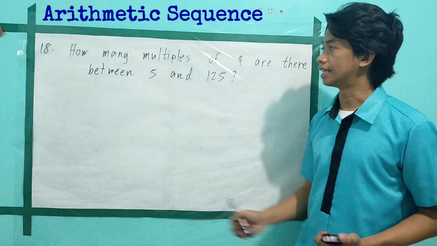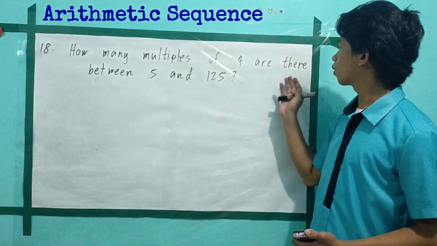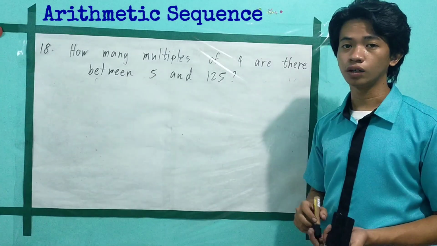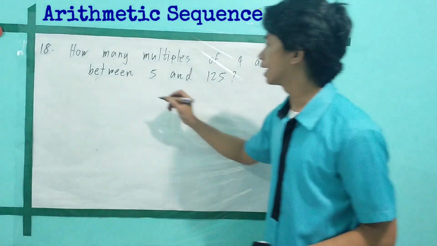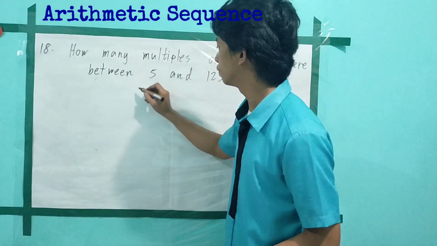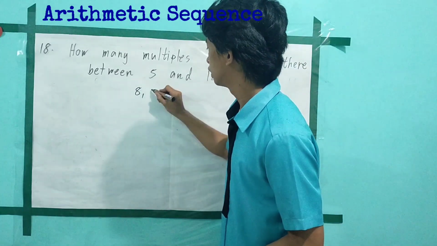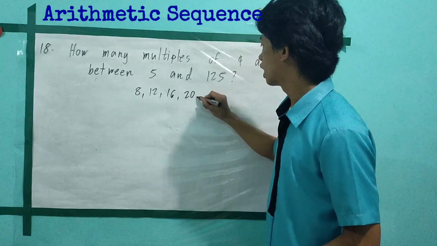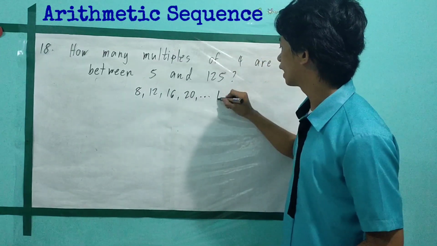Problem number 18. How many multiples of 4 are there between 5 and 125? So illustrate natin. We have 8, 12, 16, 20, up to 124.